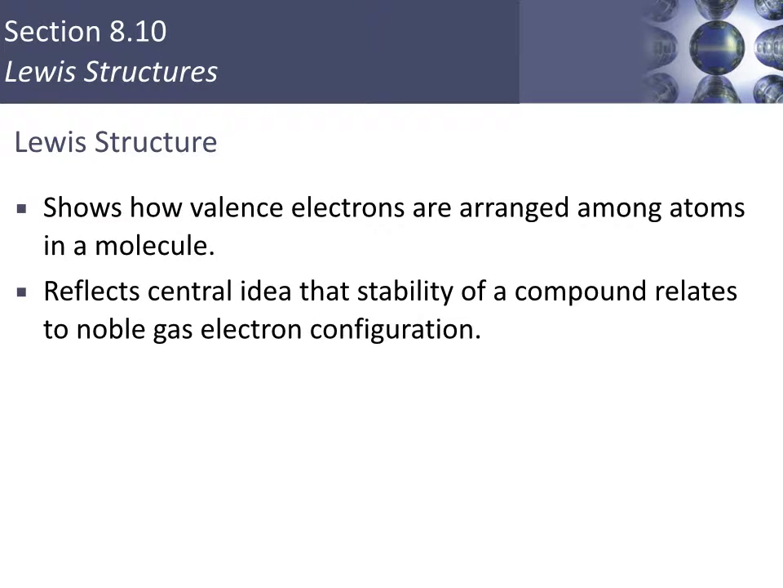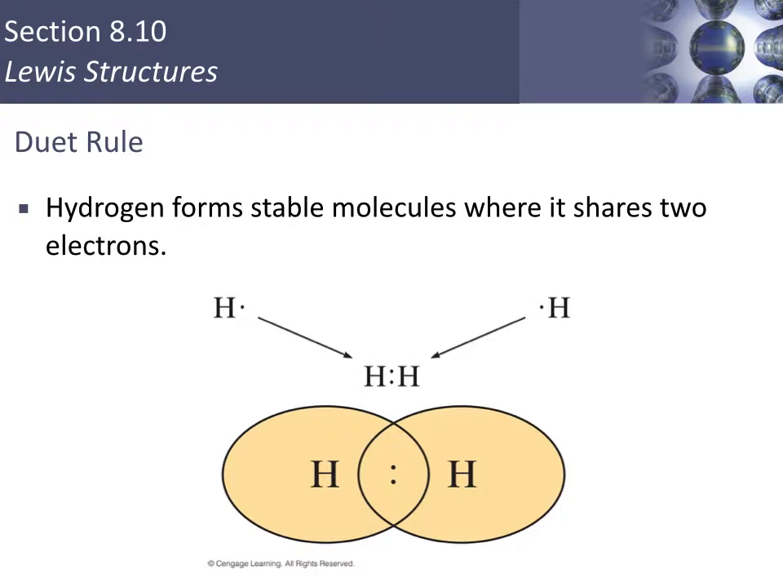Now, more in detail on Lewis structures. As I mentioned on the previous slide, it shows us how the valence electrons are arranged among atoms in a molecule, and it basically all relates to the idea that a compound is stable in a noble gas electron configuration. There are a couple of rules that you need to keep in mind when creating Lewis structures. The first is the duet rule, and that applies to hydrogen. Hydrogen forms stable molecules when it shares two electrons. So here we have two hydrogen atoms sharing electrons, thus filling their valence shell.